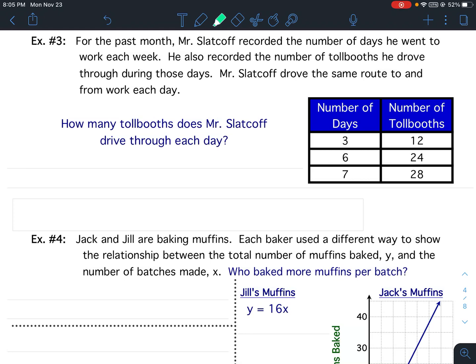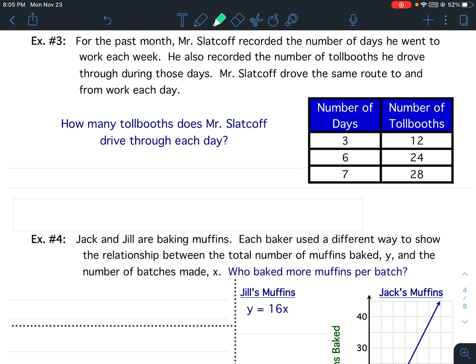Example number 3. For the past month, Mr. Slackoff recorded the number of days he went to work each week. He also recorded the number of toll booths he drove through during those days. Mr. Slackoff drove the same route to and from work each day. How many toll booths does Mr. Slackoff drive through each day?